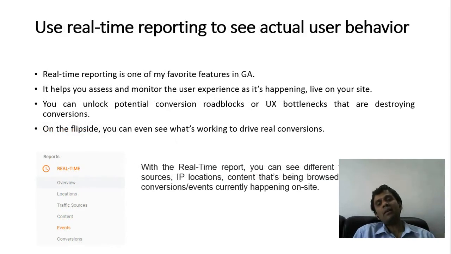Use real-time reporting to see actual user behavior. Real-time reporting is one of my favorite features in Google Analytics. It actually helps you to assess and monitor the user experience as it's happening live on your website. You can uncover potential conversion roadblocks or UX bottlenecks that are destroying conversion. On the flip side, you can even see what's working to drive real conversion.